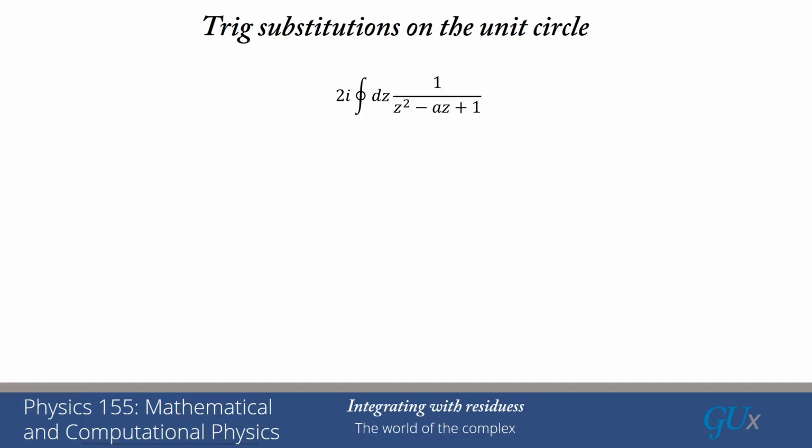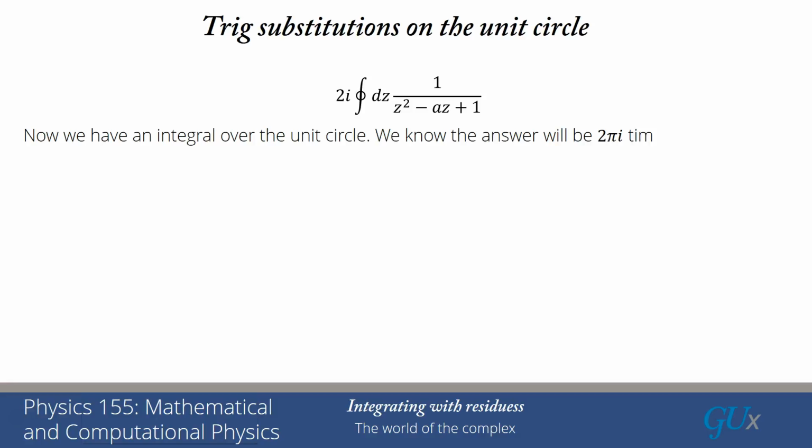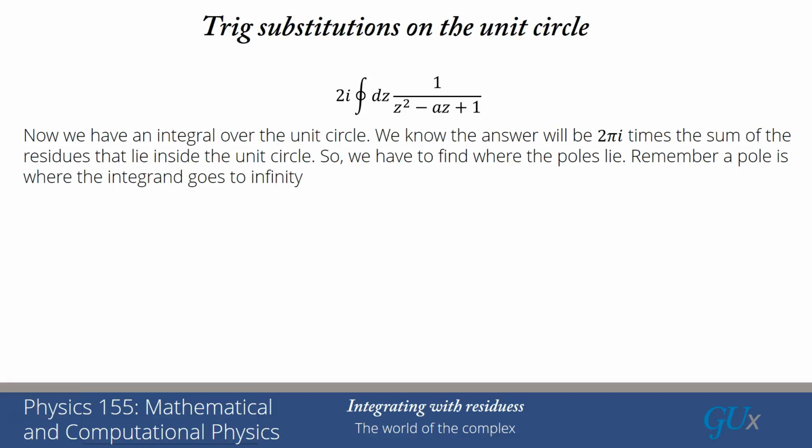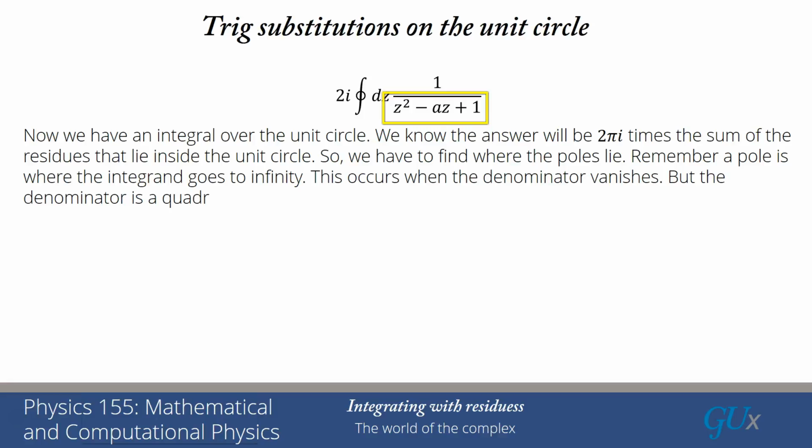Alright, we're getting close. Now we have an integral that goes over the unit circle. We know the answer will be 2 pi i times the sum of the residues that lie inside the unit circle. So we have to find where are the poles of that integrand. Now remember, a pole is where the integrand goes to infinity, and this occurs when the denominator vanishes, but the denominator is a quadratic equation in z.